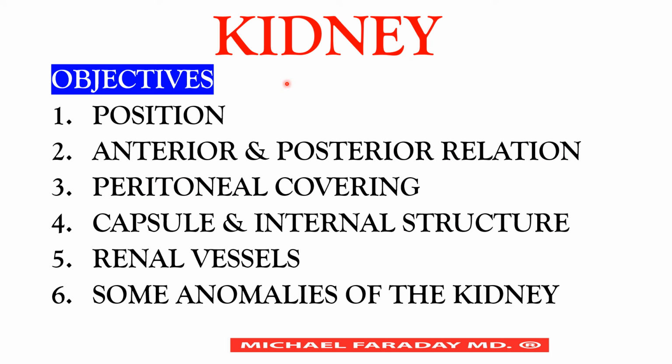So these are going to be our objectives. We'll look at the position of the kidney anatomically. Where can we find or locate the kidney? Then we'll look at some anterior and posterior relations, the structures that are in front of and behind the kidney. And then we'll also look at the covering around the kidney called the peritoneal covering. Then we'll look at the capsule and internal structures of the kidney. So if you cut the kidney open, what are the structures that you can identify within the kidney?